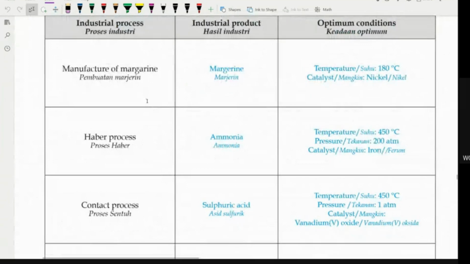Okay, so first one is the manufacturing of the margarine. The industrial product is the margarine. The optimum condition will be temperature is 180 degrees Celsius, and then the catalyst used is the nickel.